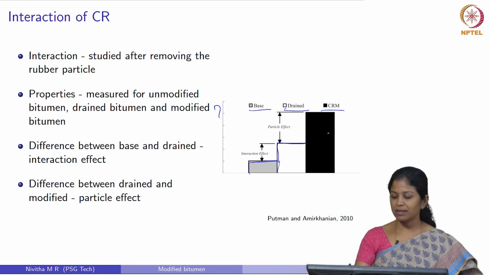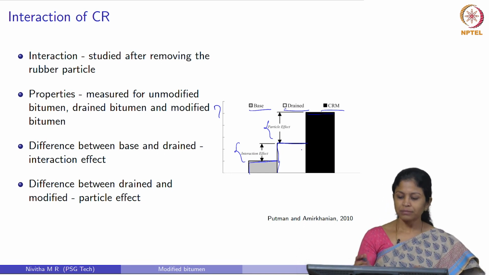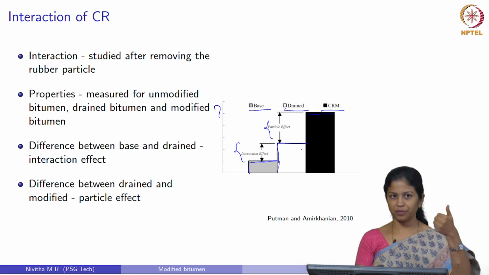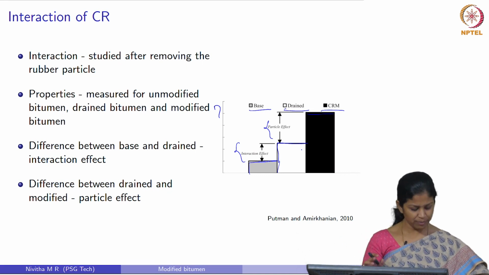And the third one is the crumb rubber modified bitumen. So the difference between the base bitumen and the drained bitumen is because of the interaction effect, and the difference between the drained case and the crumb rubber modified bitumen is because of the particle effect, because the remaining increase in viscosity is because of the presence of crumb rubber in the crumb rubber modified bitumen. So, in this way people have tried to see the effect of the modifier and the filler part which is present in crumb rubber modified bitumen.